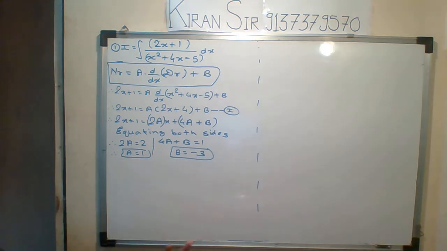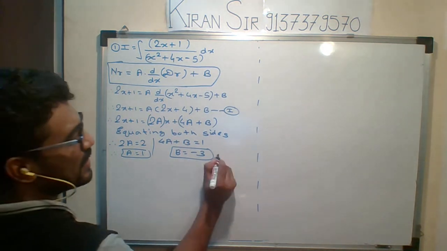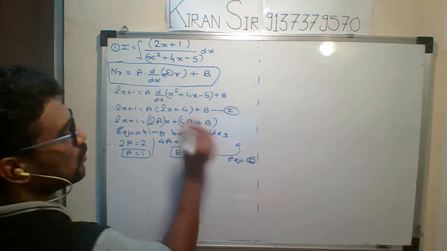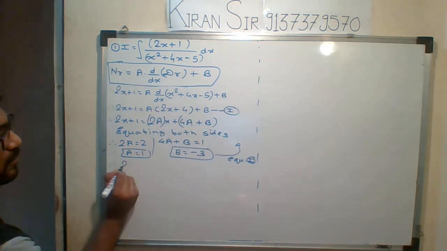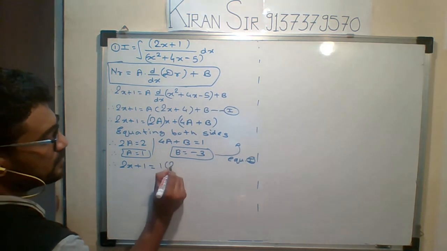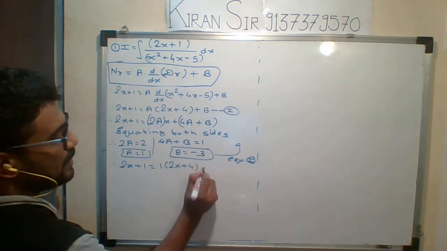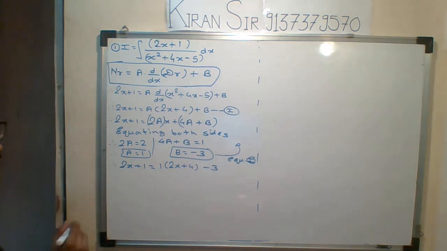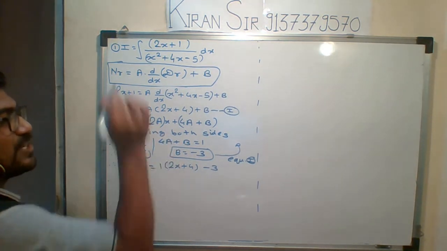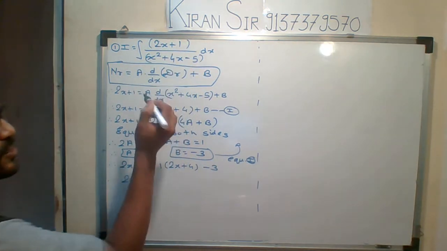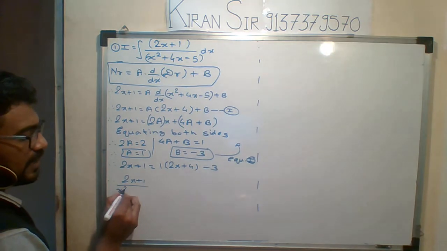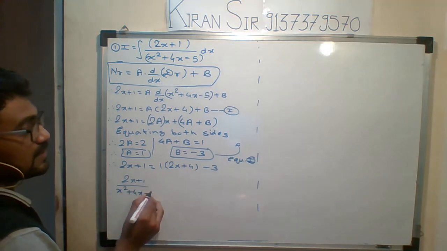So we have fractions now. If you get fractions, then don't worry. Then I'm going to put a and b in which equation? In equation number 1. So what is equation number 1? 2x + 1 = 1(2x + 4) - 3. And as you know, 2x + 1 is the numerator of the question, and I'm going to divide by the denominator, x squared + 4x - 5.